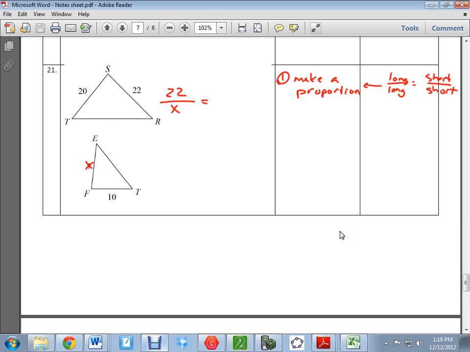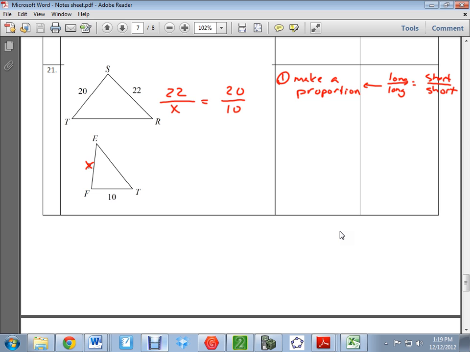Why does 20 have to be on top? Because 22 is on top. And since 22 is on this triangle and 20 is on that triangle, they should be in the same spot. Right? So make sure that you're putting things in the right spot.